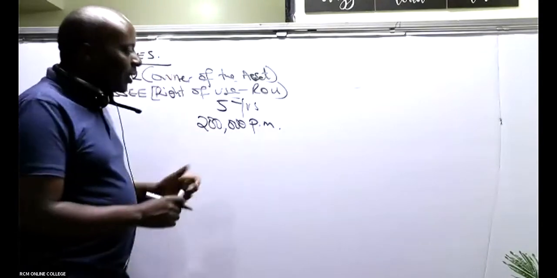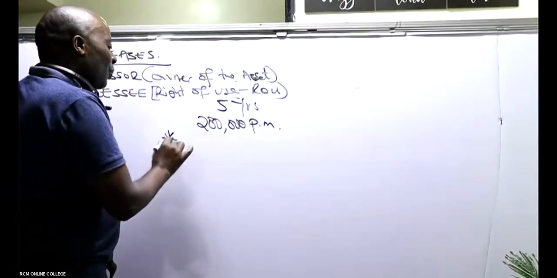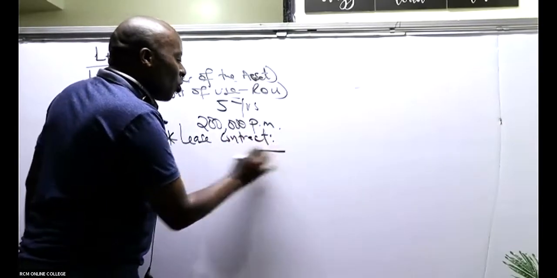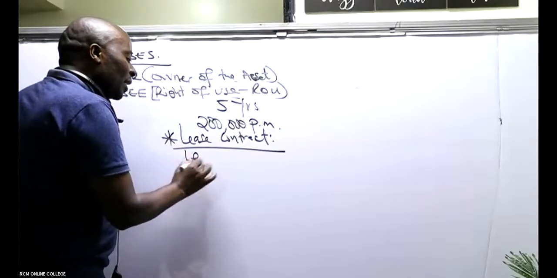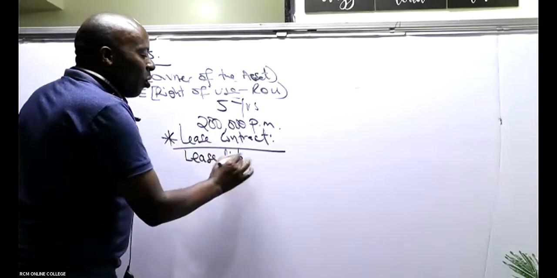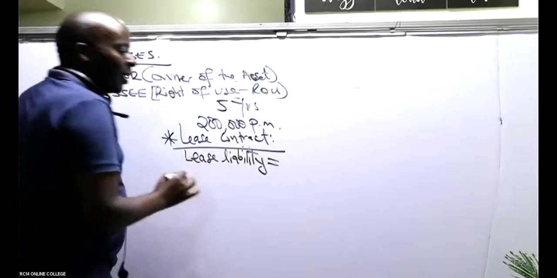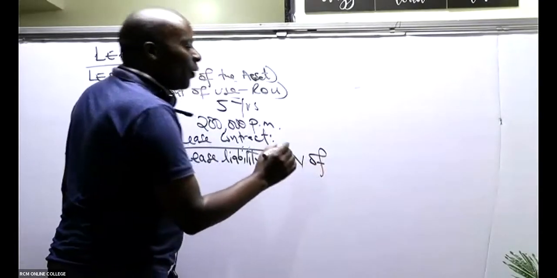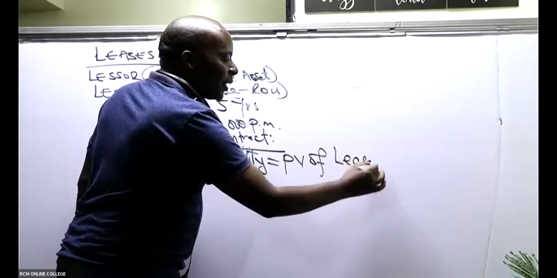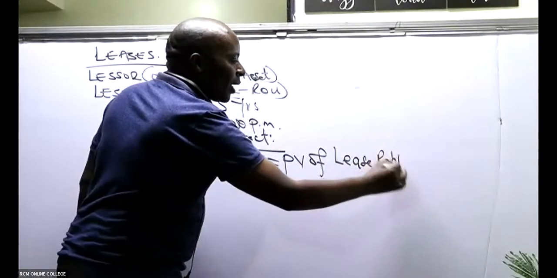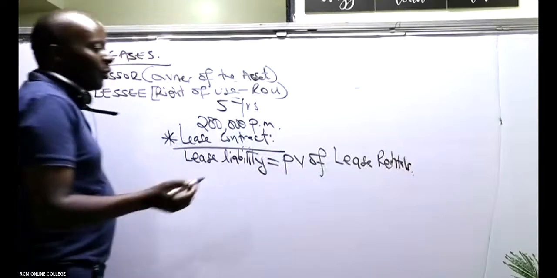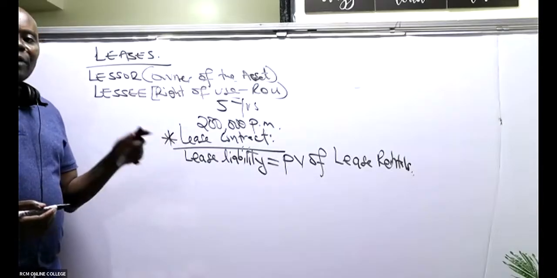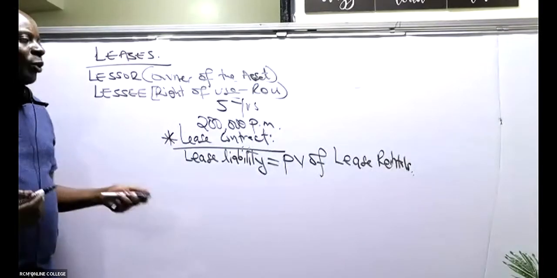So the very first thing you do whenever you sign a lease contract, you must first of all recognize what we call a lease liability. And to get this lease liability, we normally take the present value of lease rentals. And I told you, ladies and gentlemen, remember in financial reporting, you will not even be given tables. You need to know how to calculate this.